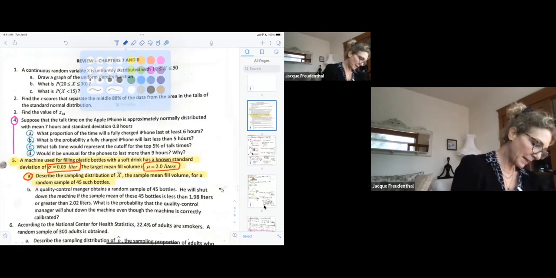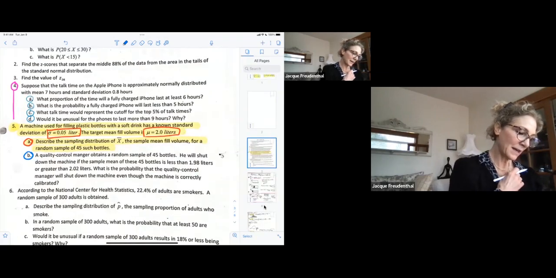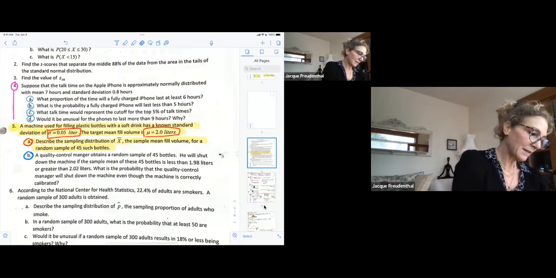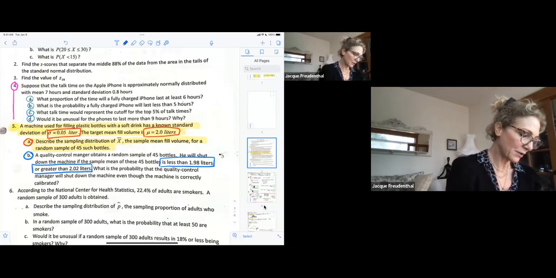Okay, let's go to part B. The quality control manager obtains a random sample of 45 bottles. He will shut down the machine if the sample mean of these 45 bottles is less than 1.98 liters or greater than 2.02 liters. What is the probability that the quality control manager will shut down the machine even though the machine is correctly calibrated?